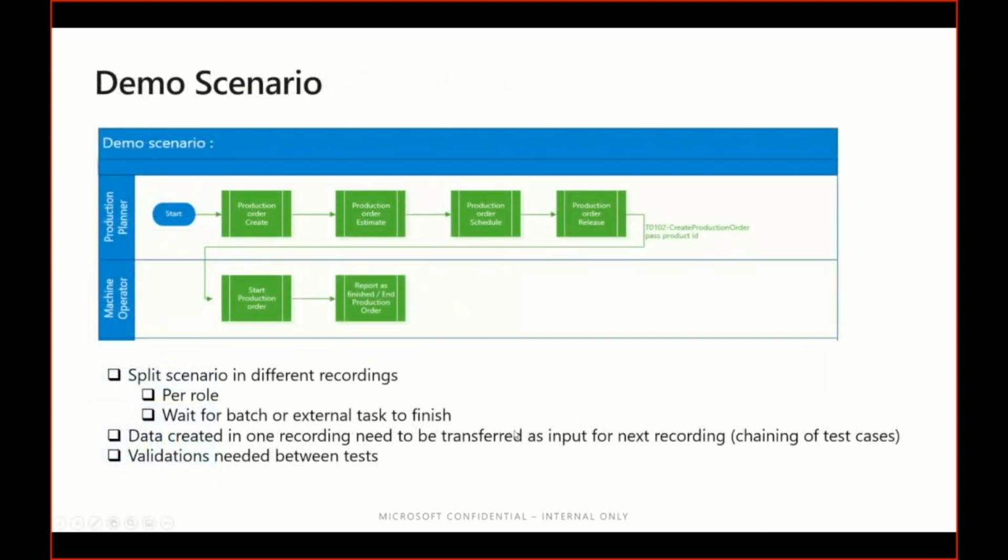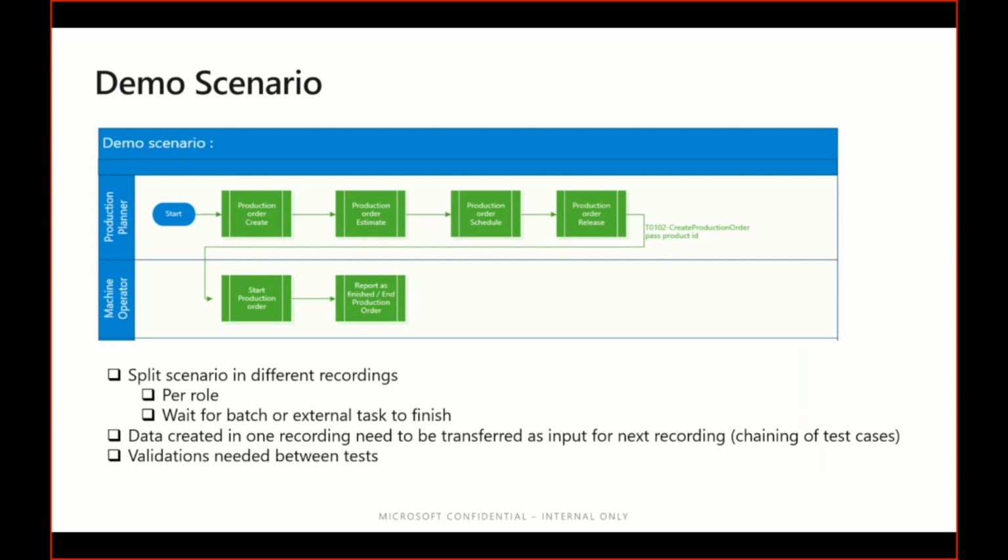For this demo, I have created a very simple test scenario. So imagine that we have a scenario where we're going to create a production order. Then the production order has been created. Typically, the production planner would estimate. Then the production order would be scheduled and released. That's typically all activities that are done by the production planner.